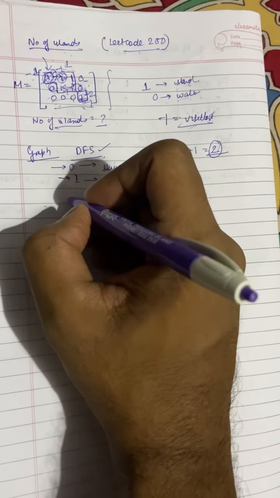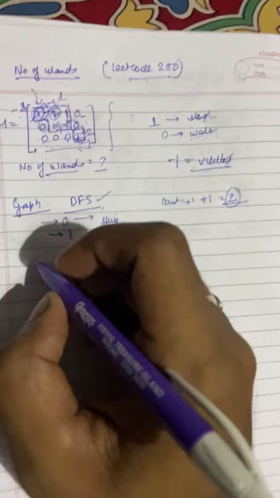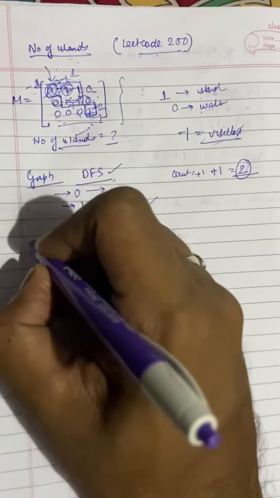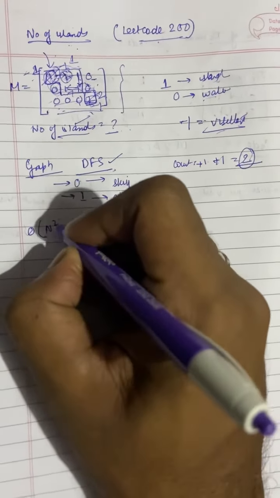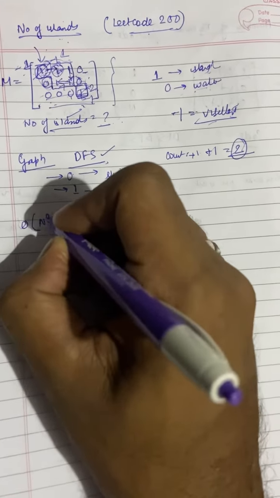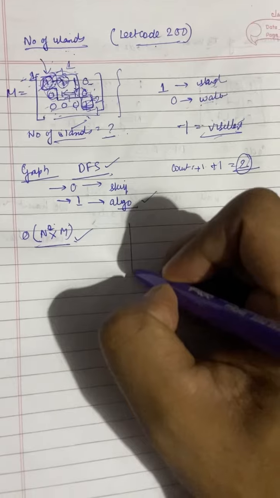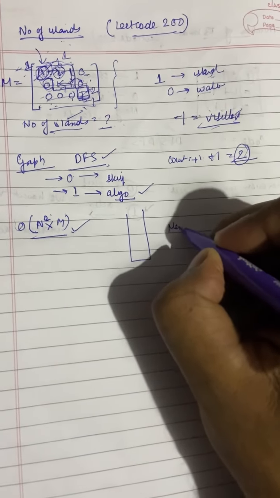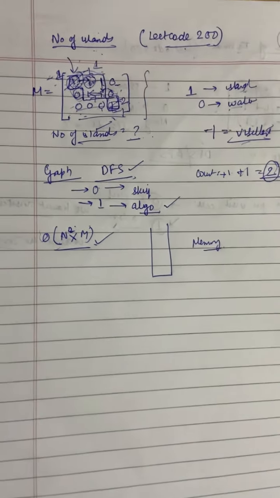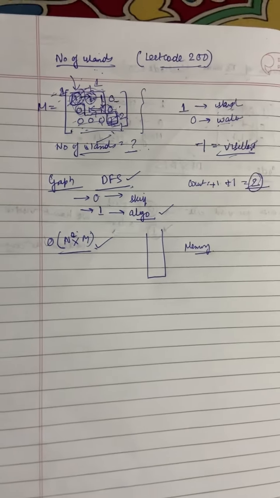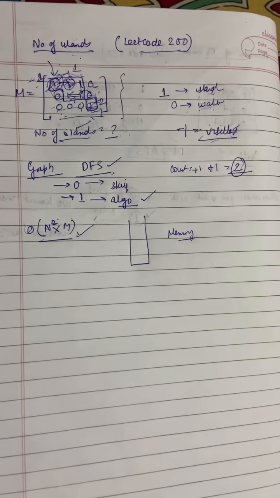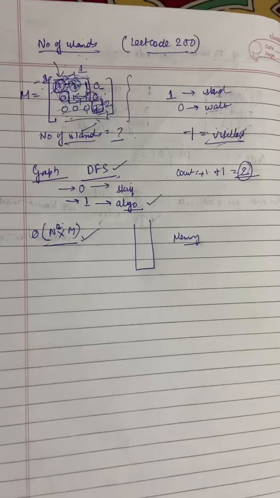This is a simple algorithm. We will be using recursive calls here, and we will be using a matrix. The time complexity will be order of n into m, where n is the number of rows and m is the number of columns. Also the stack space is required as memory. So that's the logic for this problem.